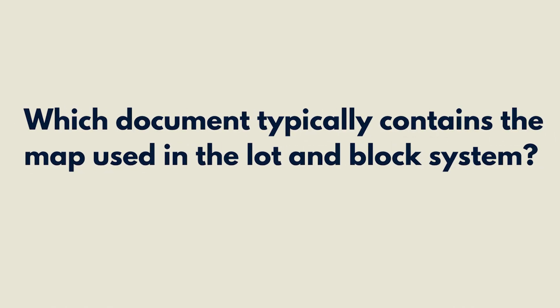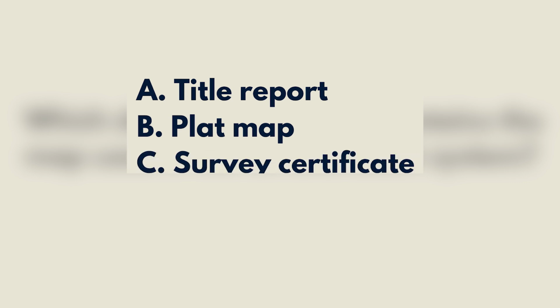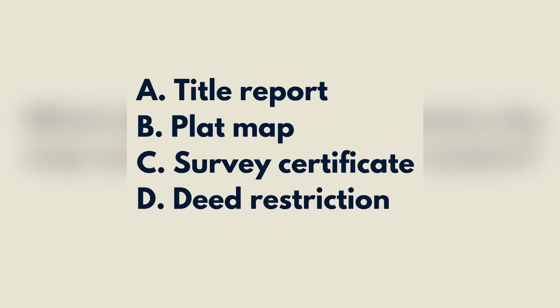Question 5. Which document typically contains the map used in the lot and block system? A. Title report. B. Plat map. C. Survey certificate. D. Deed restriction. The correct answer is B.